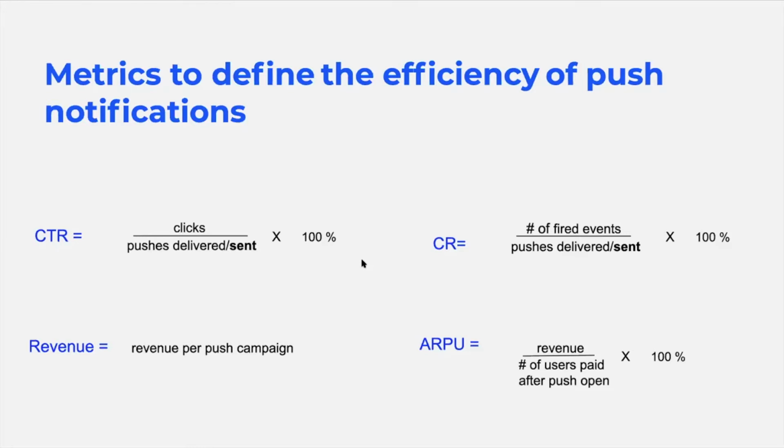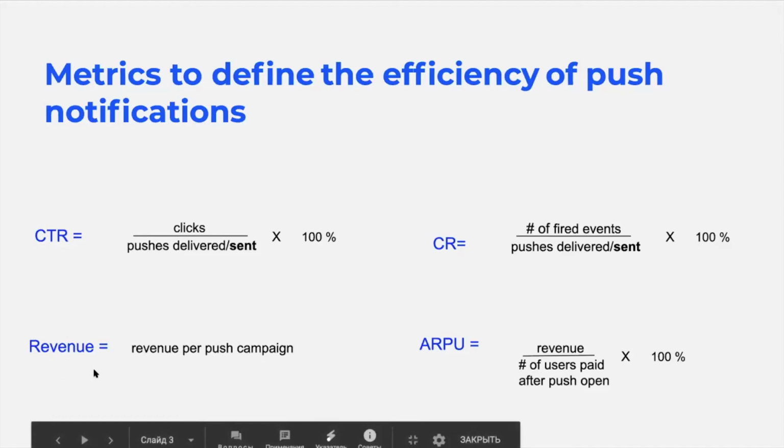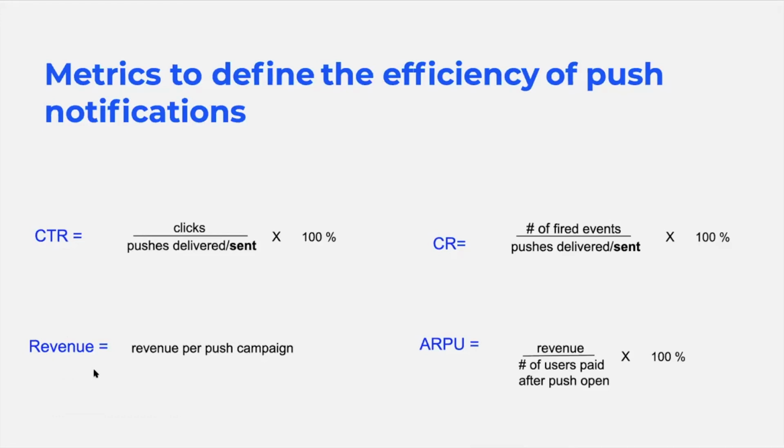If your goal is mainly monetization, the GMV, or revenue growth, you might be interested in the third metric, the revenue. This metric will help you to track how much revenue your push campaign generated.